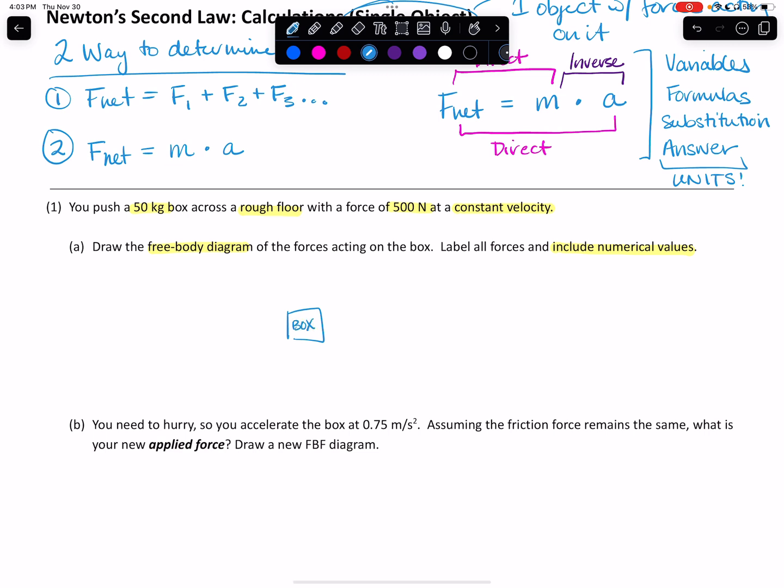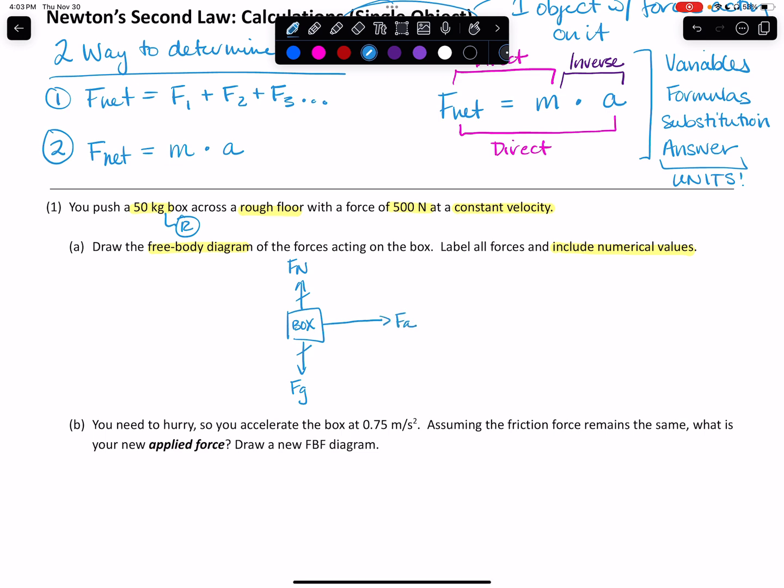I know that working vertically downward, I have a force due to gravity, and opposing it, I have the normal force. Because the box is only moving horizontally, these two forces must be equal and opposite. I also know that I am pushing the box. I'm going to choose to be pushing to the right, just so I can have a designation. So here is my applied force to the right.